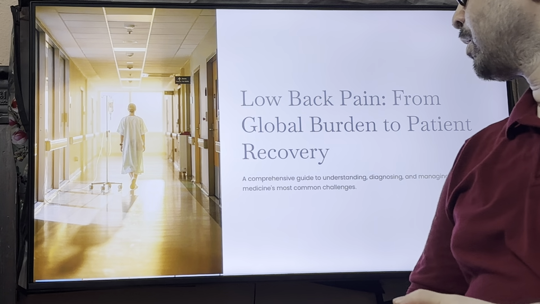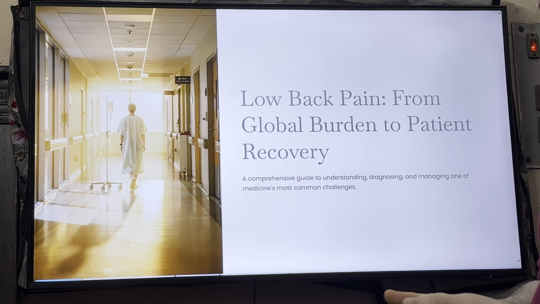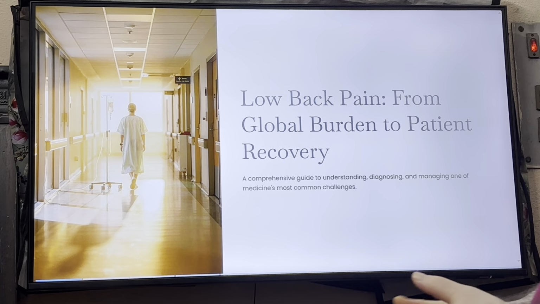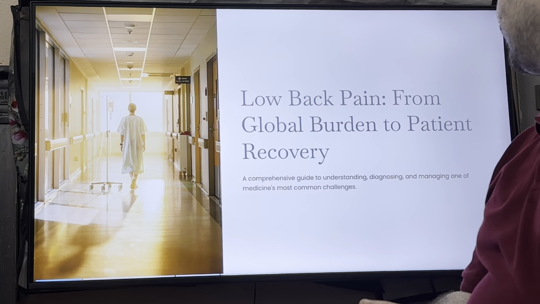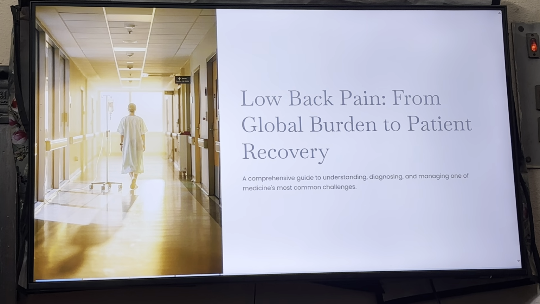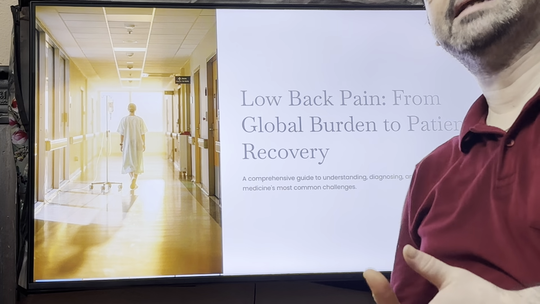Let's discuss a very important complaint of patients, that is low back pain. From global burden to patient recovery: a comprehensive guide to understanding, diagnosing and managing one of medicine's most common challenges, that is low back pain.